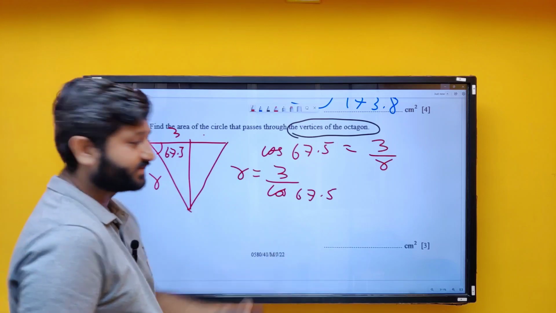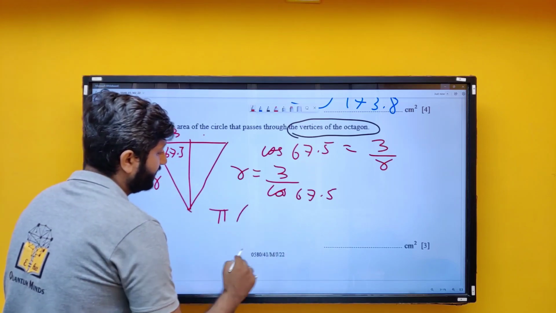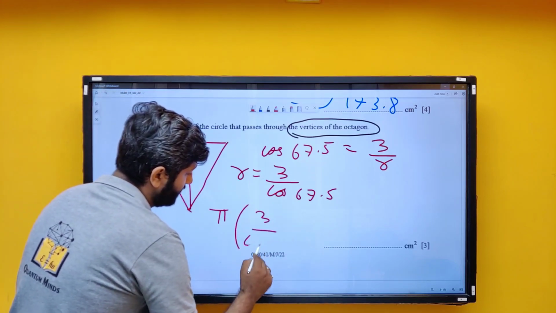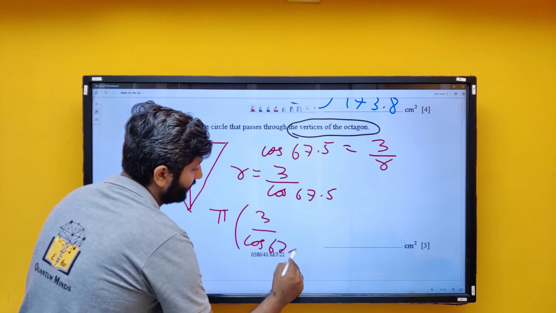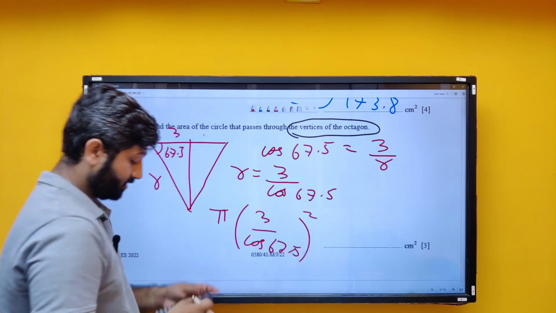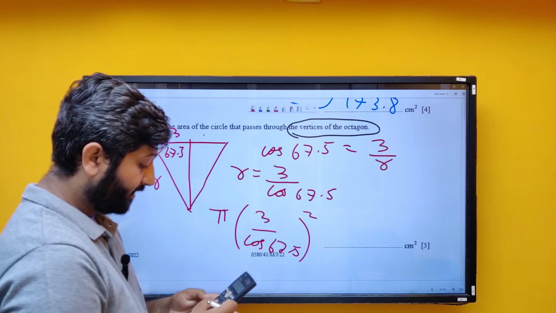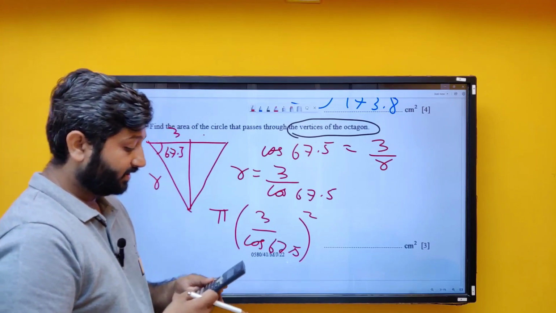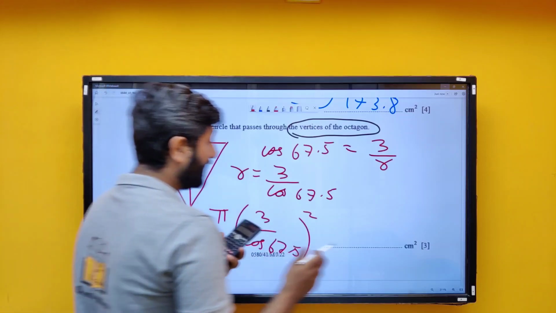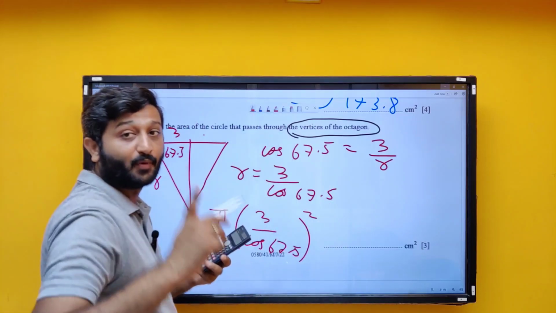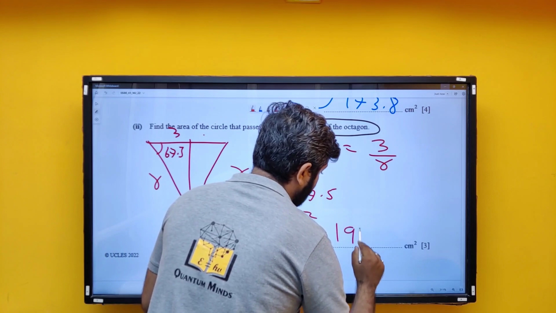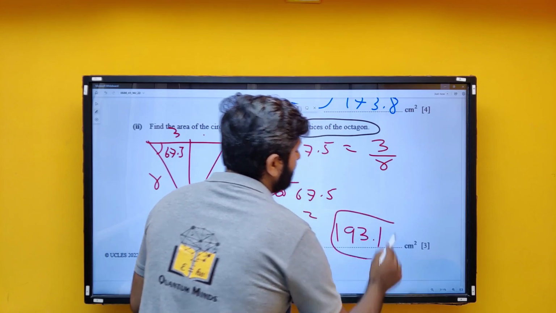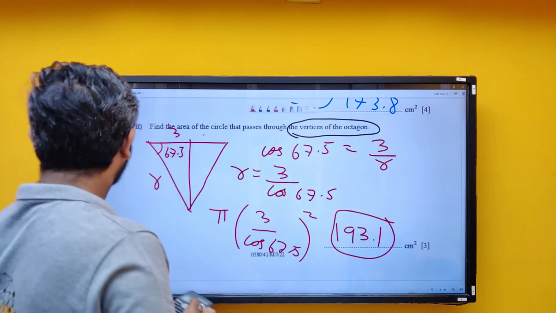As I am supposed to find the area of the circle, which is pi R square, it is 3 divided by cos 67.5, square of that, into pi. So the area of the circle is 193.06, or I can write 193.1. In fact, 193 will also do.